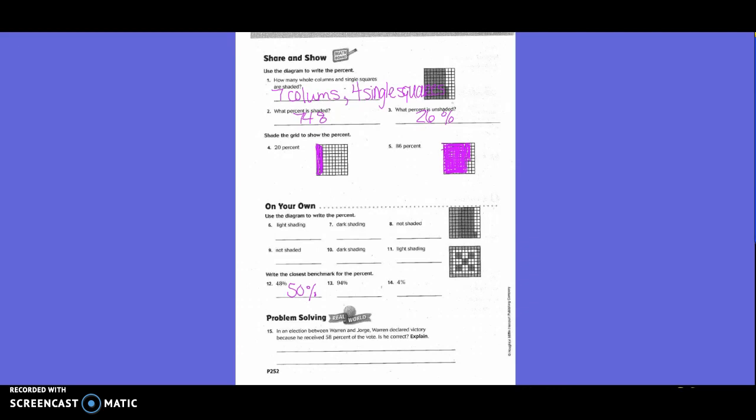Okay, all right. So you guys should have done 6 through 14 with your partners. Then problem solving. Number 15. In an election between Warren and Jorge, Warren declared victory because he received 58% of the vote. Is he correct?